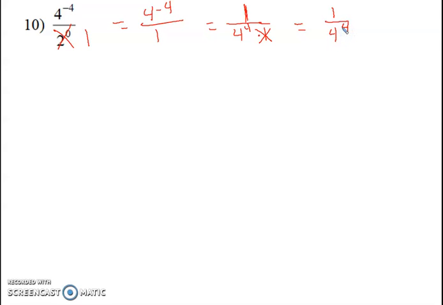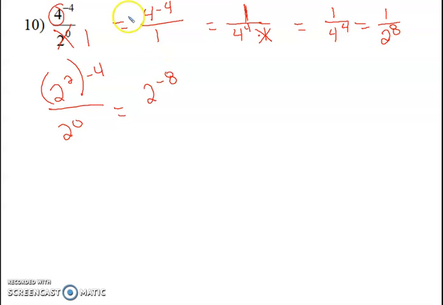Some of my answer keys are going to say things like 1 over 2 to the 8th because they converted this all to 2's, right? They made this 2 squared, because that's really what 4 is, 2 squared to the negative 4th over 2 to the 0.